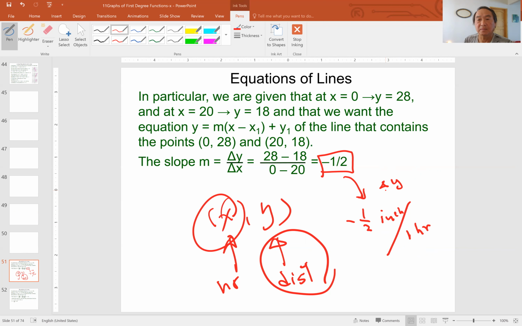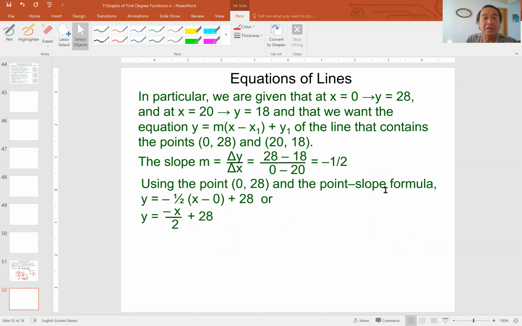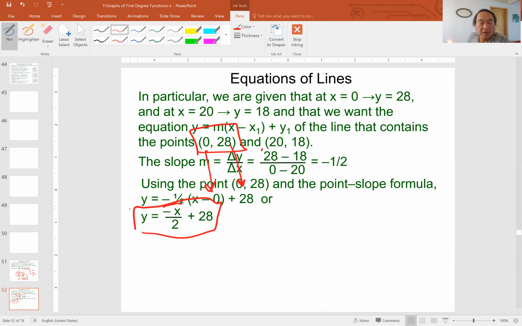That's what a slope means. It's the per-unit change in the output when you put in 1 extra unit of input. If I increase the input by 1, how much change in the output? In this case, the change in the output is 1/2 inch, in fact, negative 1/2 inch. Now I can write the equation very easily. Put the minus 1/2 in front and use the point (0, 28): 0 goes here, 28 goes there, and there we go. So we have a function. This function predicts the distance from the water level to the high mark.